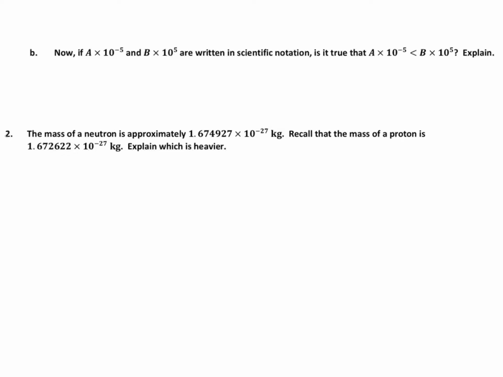In 1b, it says, now if a times 10 to the negative fifth and b times 10 to the fifth are written in scientific notation, is it true that a times 10 to the negative fifth is less than b times 10 to the positive fifth? And explain. So a and b, being in scientific notation, have to be between 1 and 10 so that it can be in scientific notation. That means that even with a being as close to 10 as possible, 10 to the negative fifth is still going to be significantly smaller than 10 to the positive fifth.